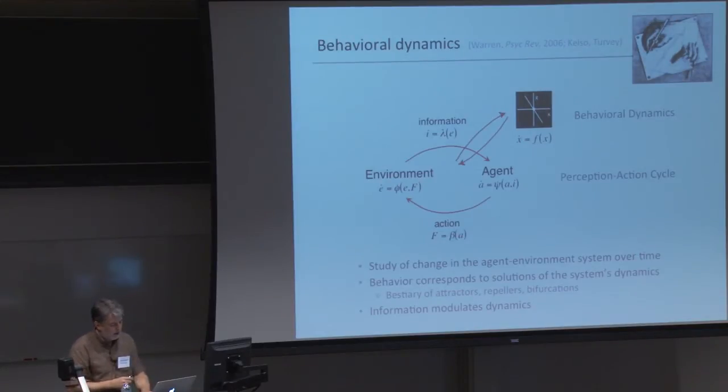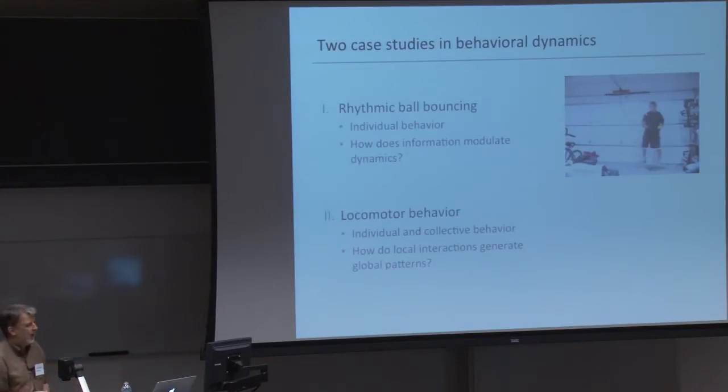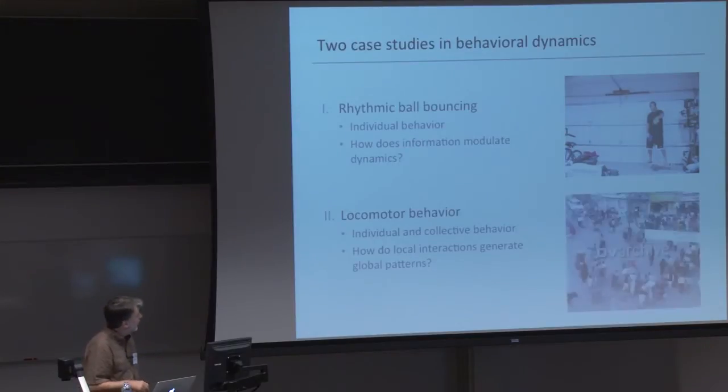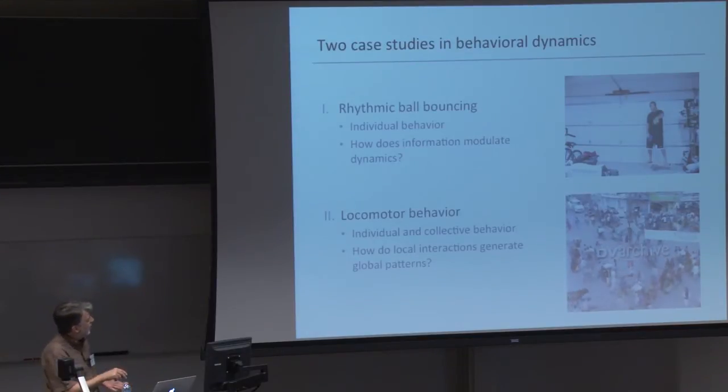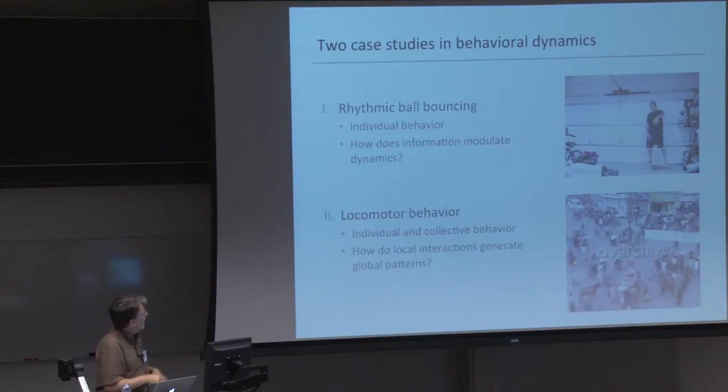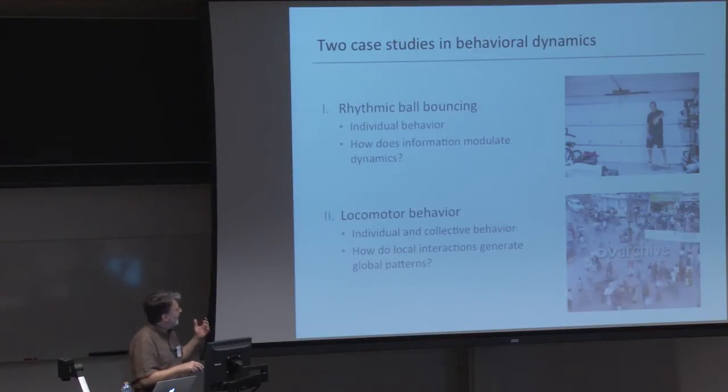And what I want to do now is go through a couple of case studies of this. Some of them are more fully analyzed than others. I want to look at rhythmic ball bouncing, this is kind of an extreme version of rhythmic ball bouncing, and then locomotor behavior. The ball bouncing looks at behavior at the individual level and asks how information modulates the dynamics of a task like stable bouncing. And the locomotor behavior looks at this phenomenon at both the individual and the collective level.